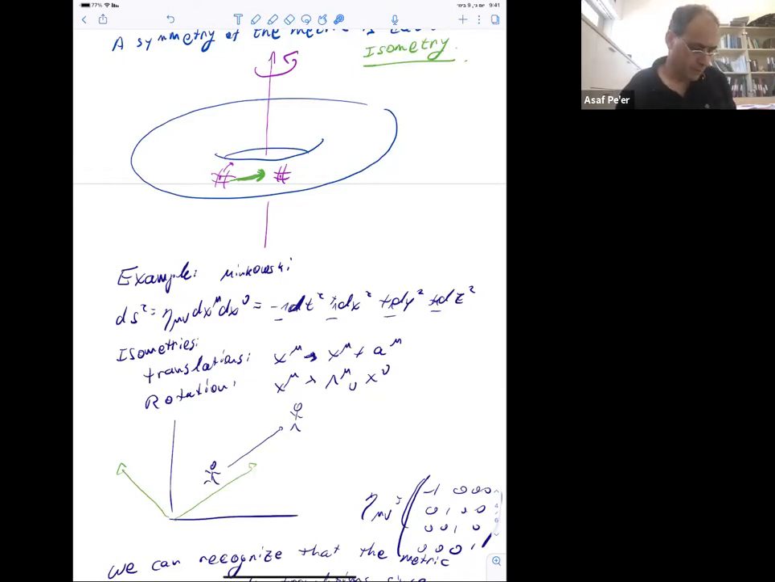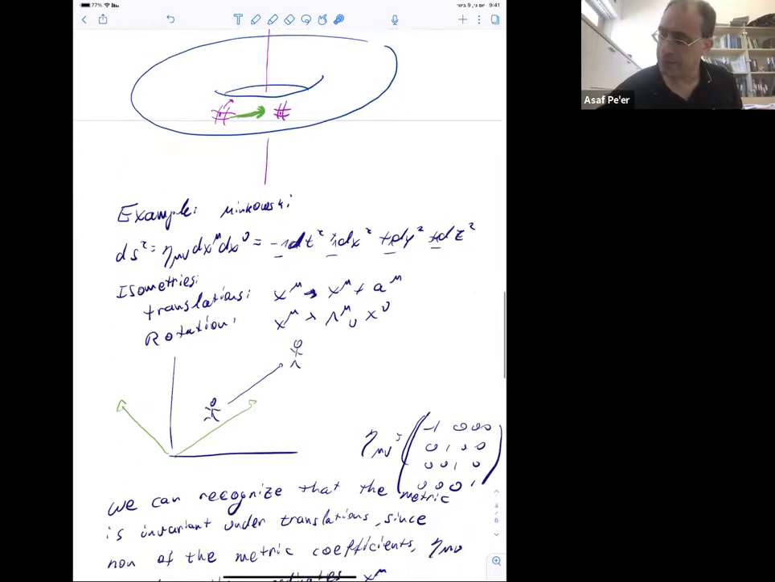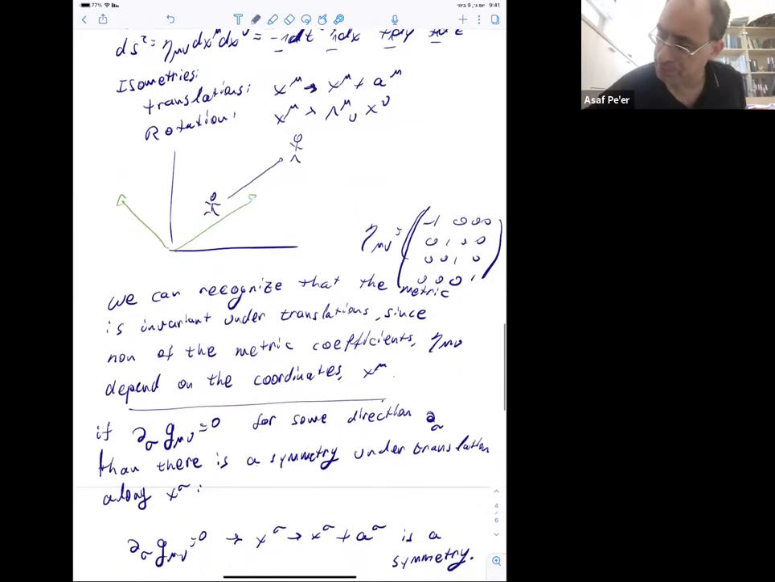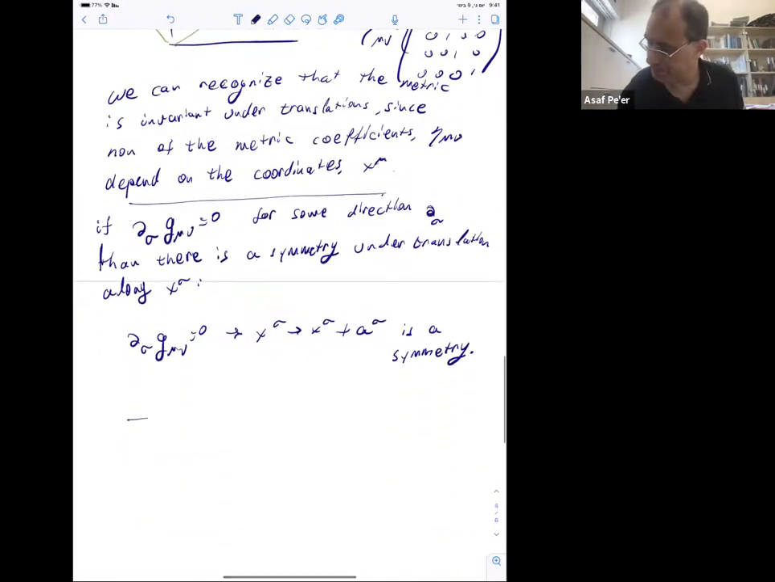Okay. Now, the isometries are particularly useful. Questions? Questions? No. Again, those of you who do not open your cameras, please do so. It definitely makes things more lively.